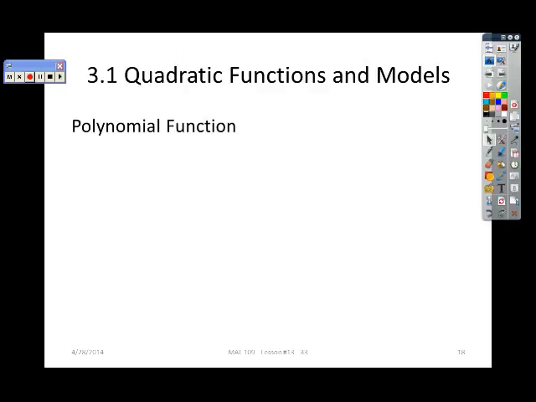Moving on now to Chapter 3. And continuing with functions, we're going to look at them now as tools for modeling situations. We're going to start with polynomial functions. Later we'll expand that to more types of functions besides polynomials.